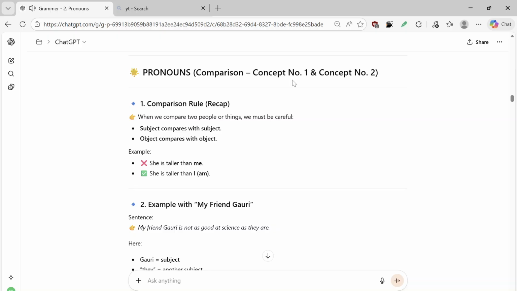Recap. When we compare two people or things, we must be careful. Subject compares with subject. Object compares with object. Example, she is taller than me. She is taller than I am.